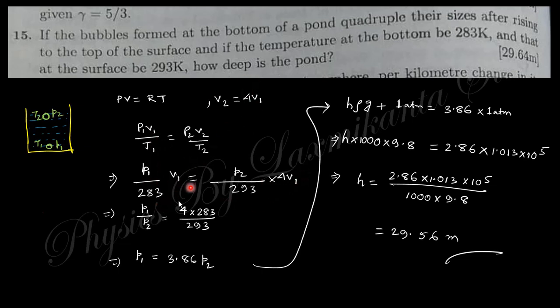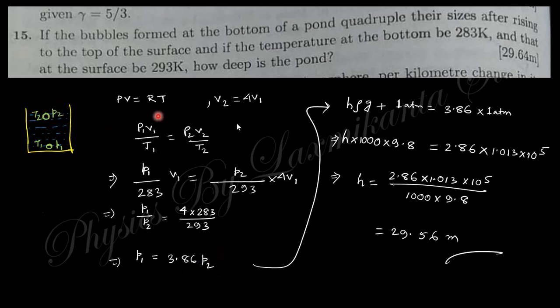So V1 and V1 cancel out. So P1 by P2 equals like that. Just put the values of T1 and T2, that is 283 Kelvin and 293 Kelvin. If you put these values, you will get this relation: P1 equals 3.86 P2. If there is no error, this is the value. Now you can see here the pressure will be the sum of two pressures, that is 1 atmospheric pressure plus the pressure due to the water. The pressure due to the water is H rho g, plus 1 atmospheric pressure, and here the pressure will be 3.86 P2.